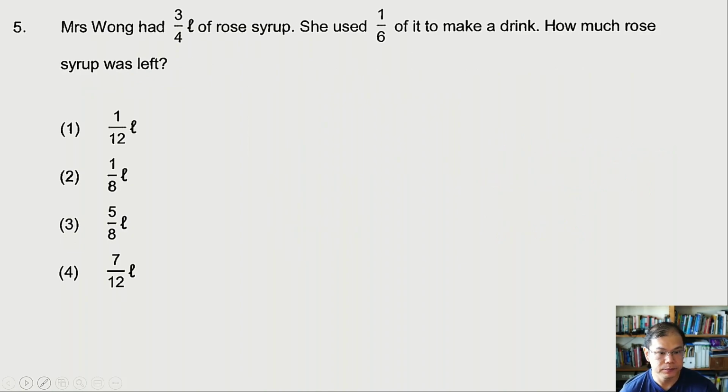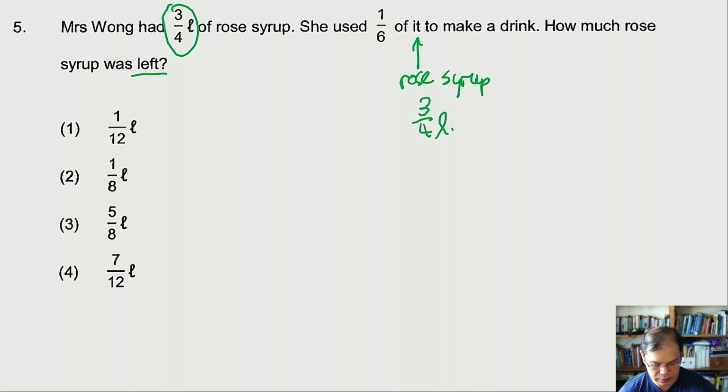Number 5, Mrs. Wong had 3/4 liters of rose syrup. So this is literally the amount of rose syrup in liters. She used 1/6 of it. Okay, so what is it? This is the rose syrup to make a drink. How much rose syrup was left? Okay, so how much rose syrup does she have? She has 3/4 liters, right? And she used 1/6 of it. So how much rose syrup was left?